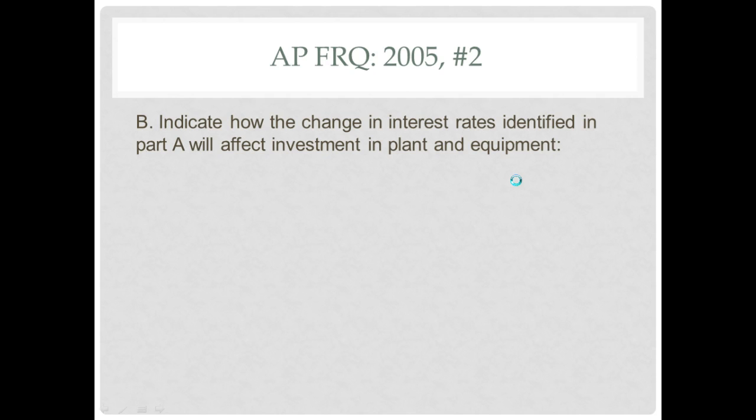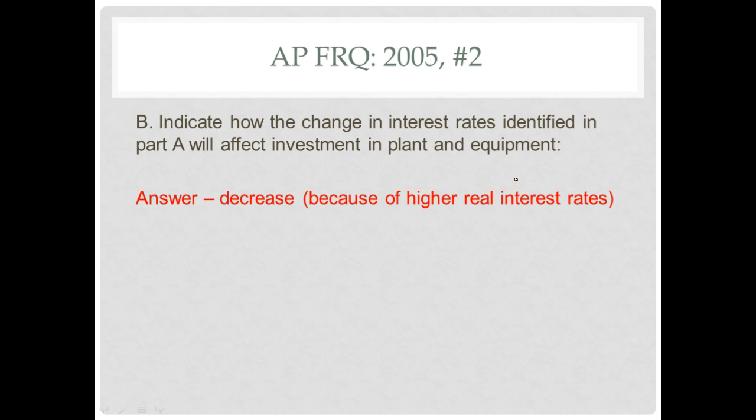Higher interest rates means that it will be more expensive to invest in almost anything that requires a loan, particularly things like plant. Plant is a funny word for things like factories, very, very large investments in capital, and equipment, which is also generally considered capital. So the answer is a decrease. I put in parentheses because of higher real interest rates, but technically in this question you didn't even have to put that. You could have just said decrease.